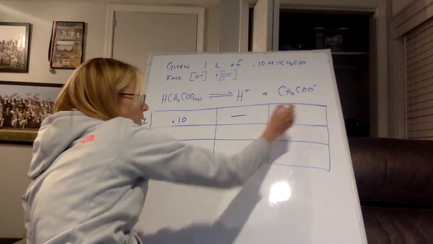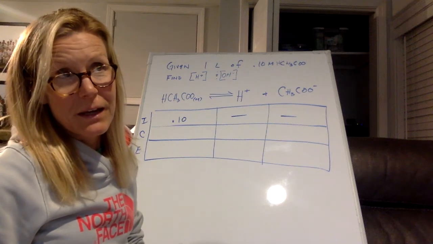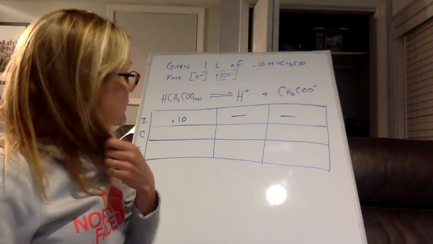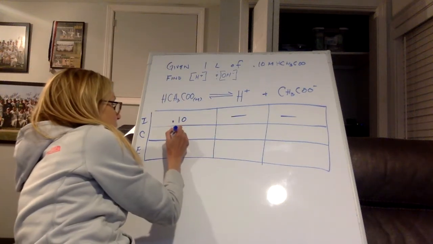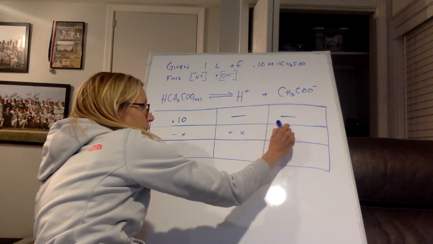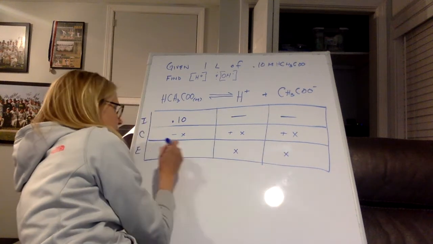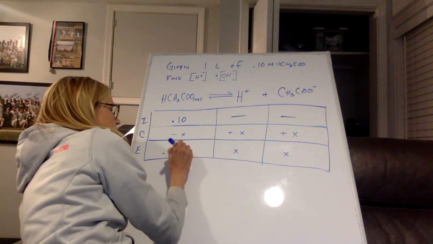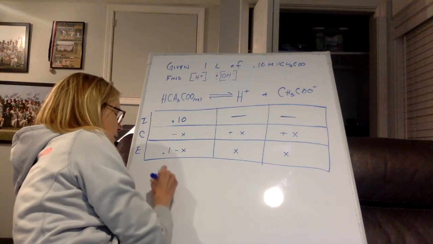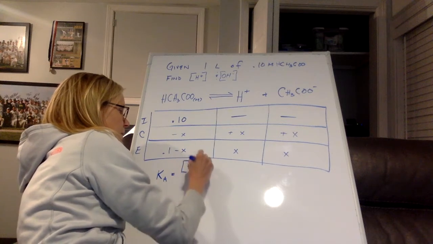This is nothing, this is nothing. Okay, so this is type 5. We know the Ka, and we have to figure out the rest. So this loses X, this gains X, this gains X, so this becomes X, this becomes X, this becomes 0.1 minus X. So now I set up my Ka. Ka equals H+.